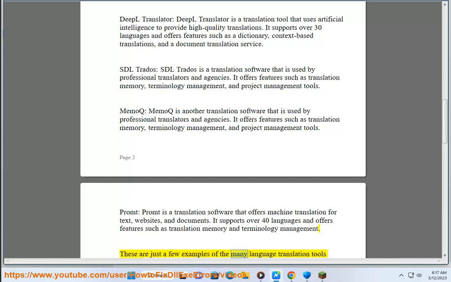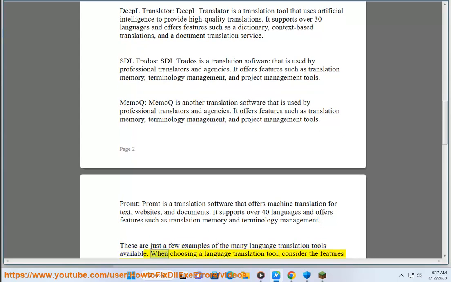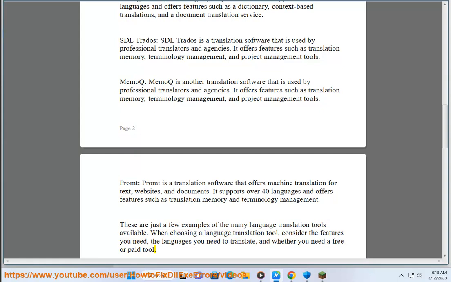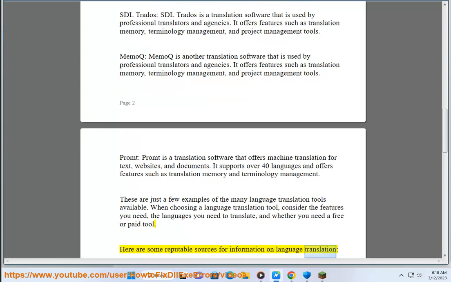These are just a few examples of the many language translation tools available. When choosing a language translation tool, consider the features you need, the languages you need to translate, and whether you need a free or paid tool. Here are some reputable sources for information on language translation.